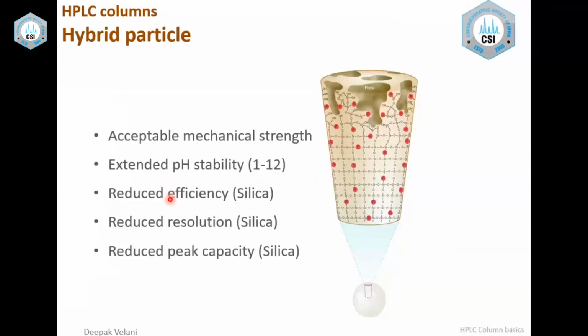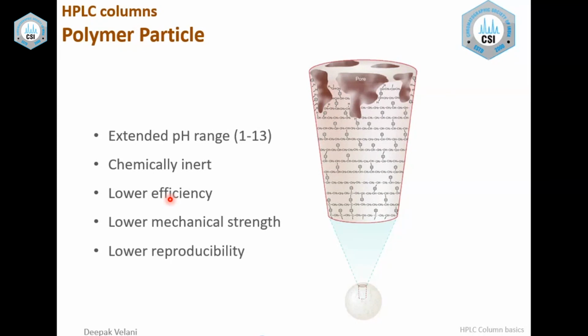There are hybrid particles. I'm not going much into the details, but it was advantageous when silica with a higher pH range was not available. Now silica columns are available with a higher pH range, 1 to 12. So people can use more of that, because there are some disadvantages with hybrid particles. Organic particles, again, had the advantage of pH, but nowadays up to pH 12, nobody generally goes beyond pH 12. So I think it is quite good that we use silica, because the main issues there are low mechanical strength, low reproducibility, and low efficiency.